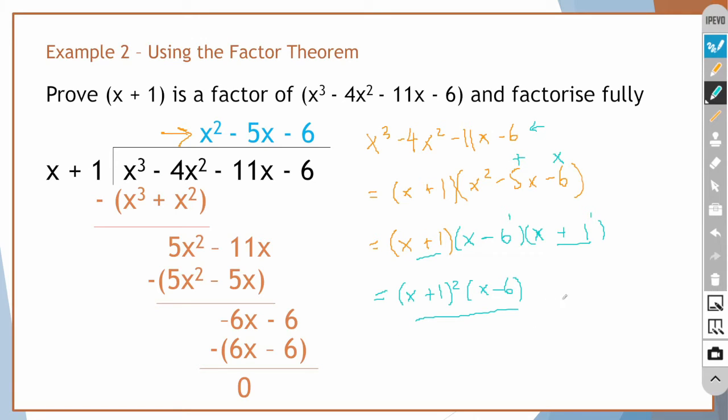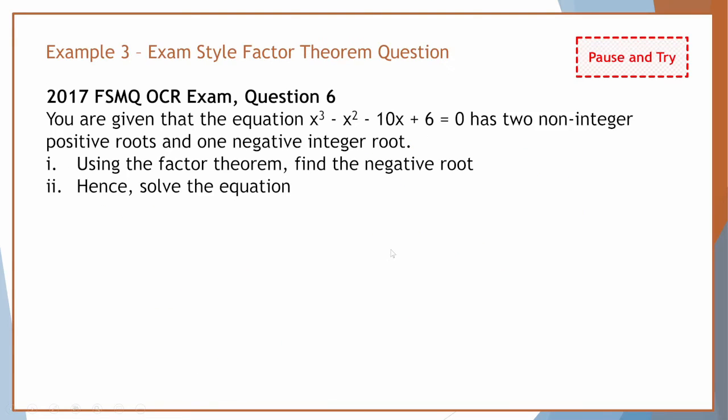So next we're going to be going through an exam style question. Here we are with question 6 from the 2017 FSMQ paper. You are given that the equation x cubed minus x squared minus 10x plus 6 equals 0 has two non-integer positive roots. Non-integer means that they're not whole numbers, and one negative integer root, so that means it is a whole number. Part 1 is use the factor theorem to find the negative root, and part 2 is hence solve the equation.